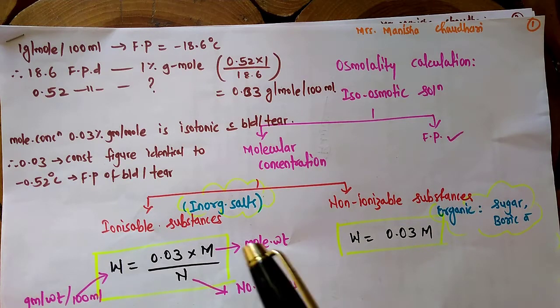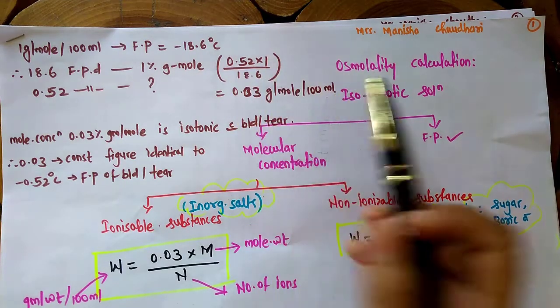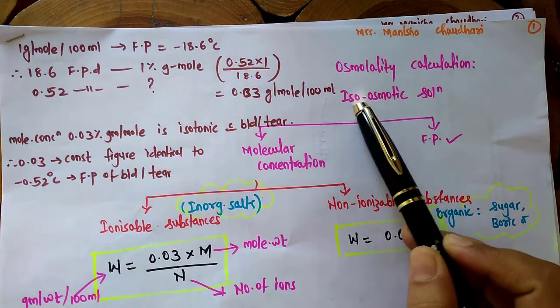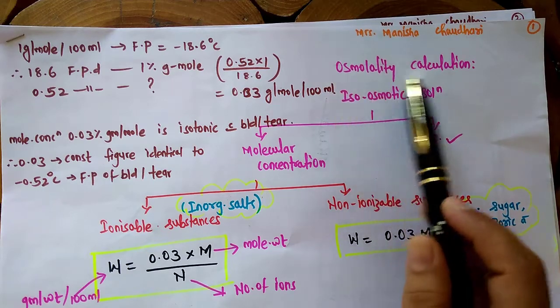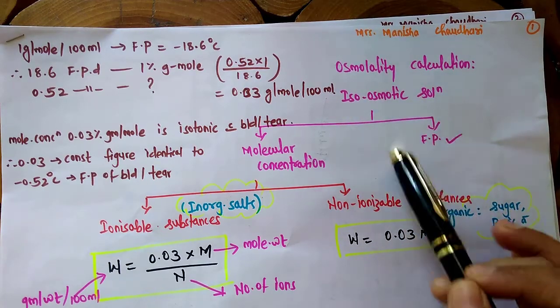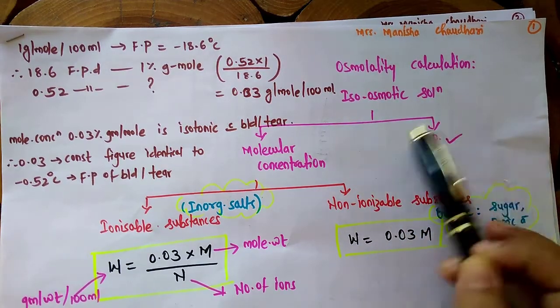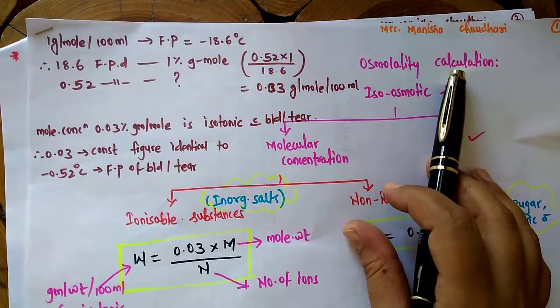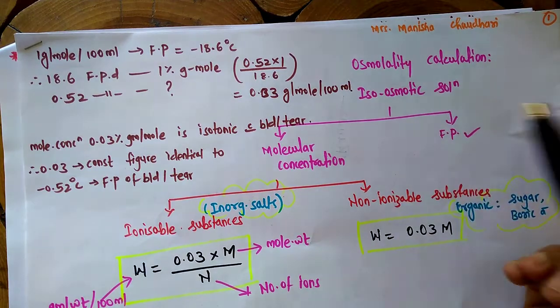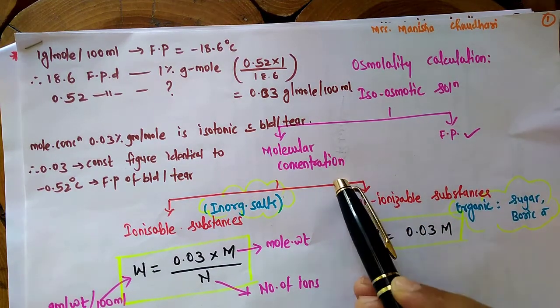Hello dear students. In today's video lecture, we are going to cover the next part of isotonicity calculations, that is osmolality calculations. The first part we have seen was based on the freezing point method, and the second part, which from the exam point of view is also very important, is based on the molecular concentration.